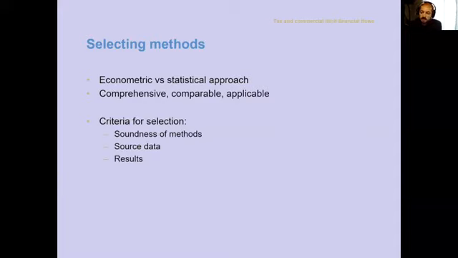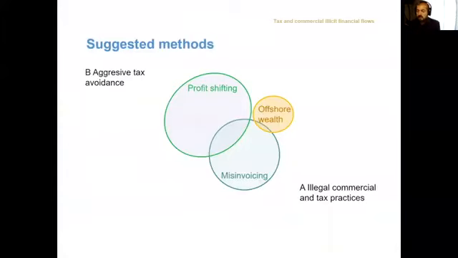The guidelines link activities that generate tax and commercial IFFs to measurement methodologies. Now, in the conceptual part, activities are discussed in more details. Here we depict only the three main groups or the three main types of the tax and commercial IFFs. So we have the trade misinvoicing, we have profit shifting, and then we also have the flows of undeclared offshore wealth and related tax evasion by individuals.